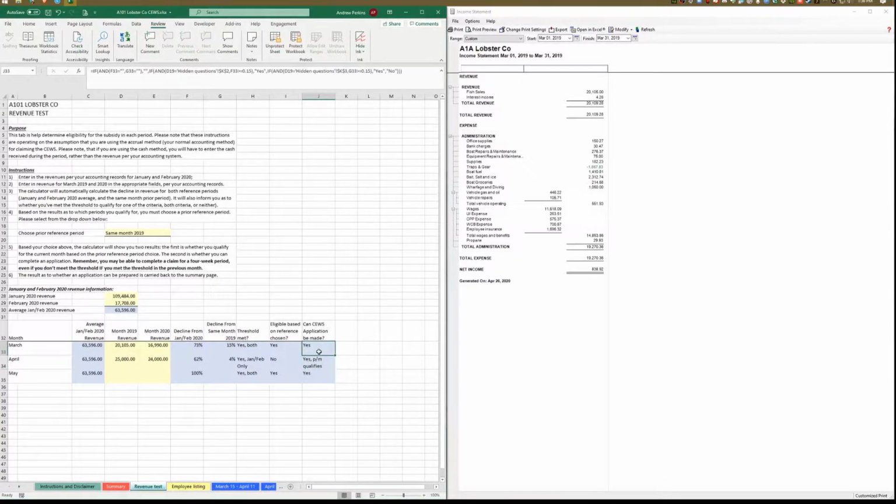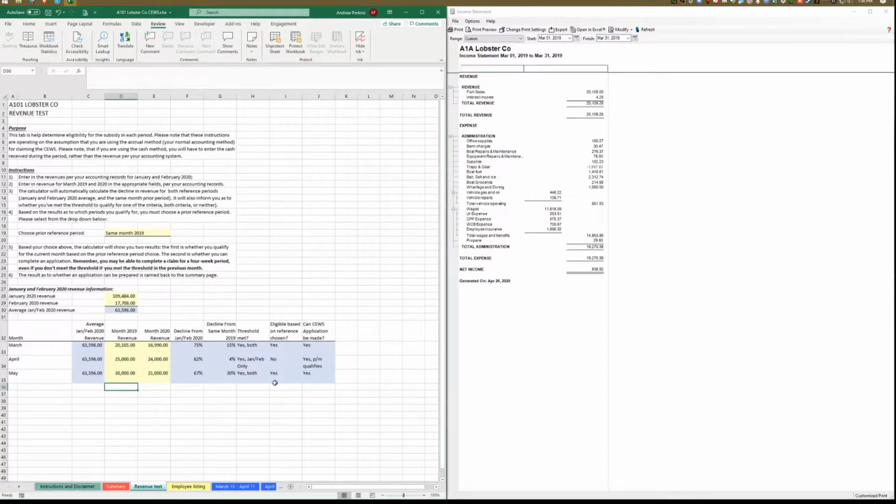Remember, there is a rule under the CEWS that if you clear the hurdle in 1 month, say for example March, you automatically qualify for the next. However, you do have to reapply the following month. So in this case, we've got a situation where they didn't meet that April hurdle, but they still can complete an application because they qualified in March. So let's say in May, we had $30,000 in revenue, and they only made $21,000 in sales. In this case, they have a decline that meets both criteria.